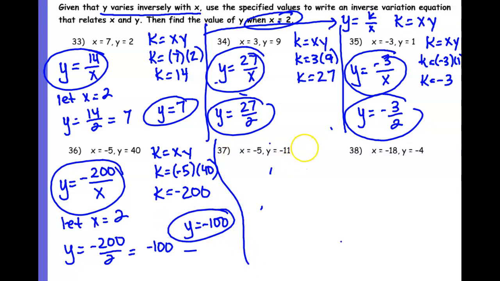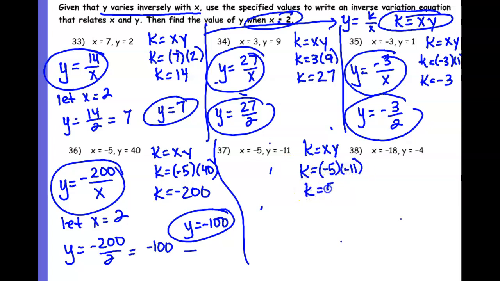Okay, 37. We get our k value, and at any time pause the video and rewind, okay? It's an inverse variation, so I keep going back to this literal equation to get our k. K is the x times the y. So k is going to be equal to negative 5 times negative 11, which is 55. So our equation is y is equal to 55 divided by x. And when we plug in the 2, we get y is equal to 55 halves.